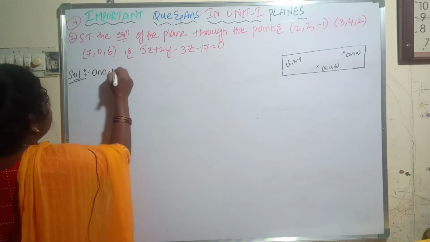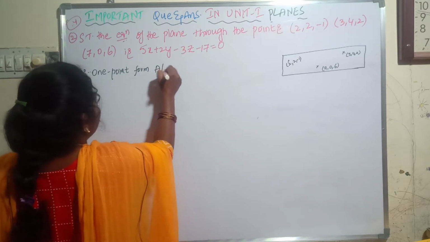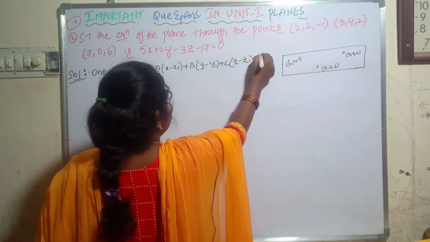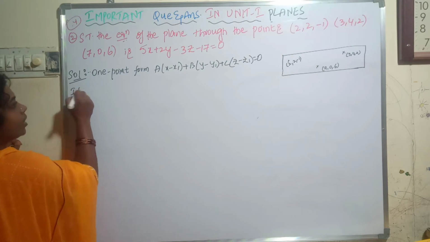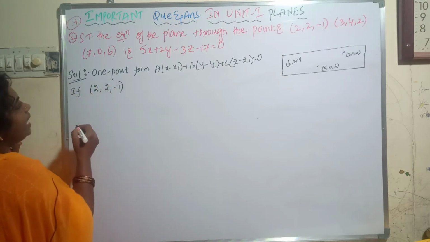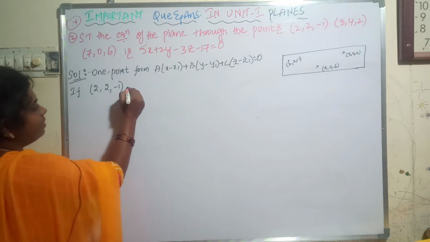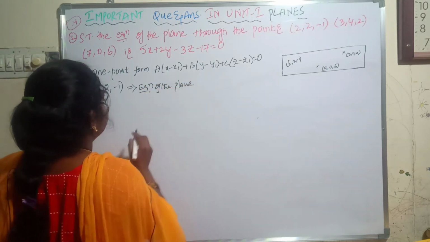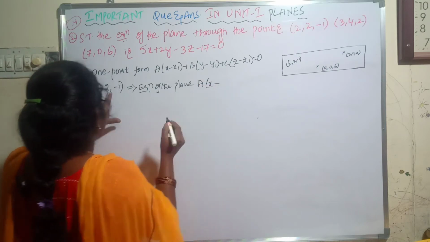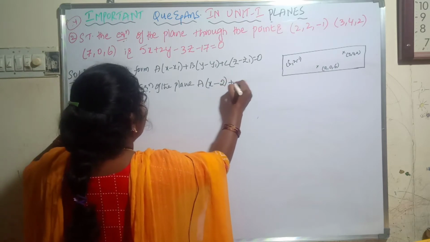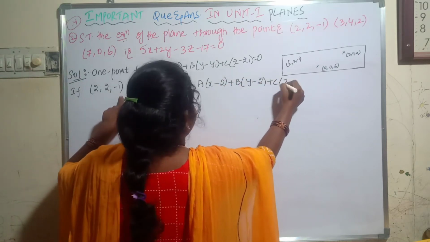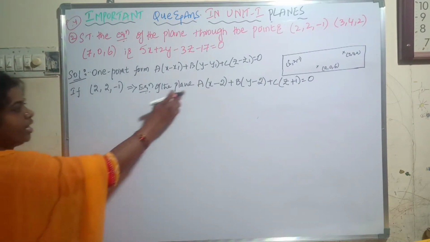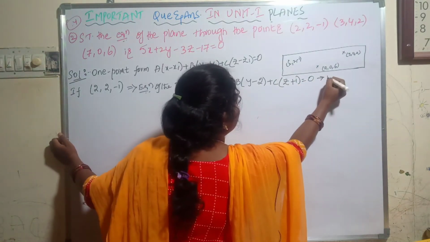I am writing the formula, one point form. One point form is a(x - x1) + b(y - y1) + c(z - z1) = 0. Now if the point is (2, 2, -1), then the equation of the plane is a(x - 2) + b(y - 2) + c(z - (-1)), it will become plus 1, which is equal to 0. Treat this as equation 1.